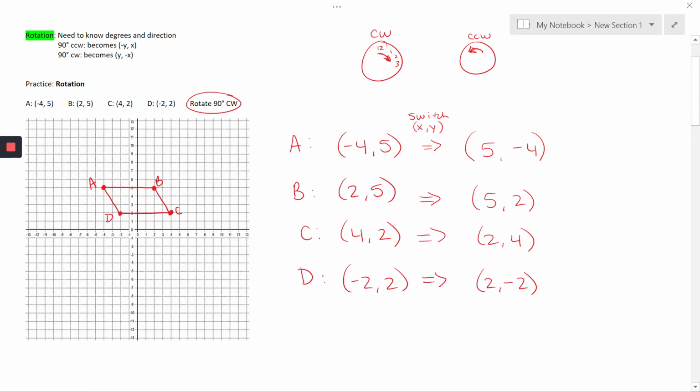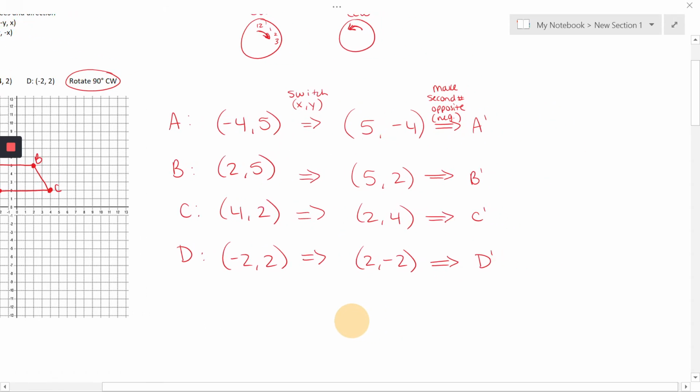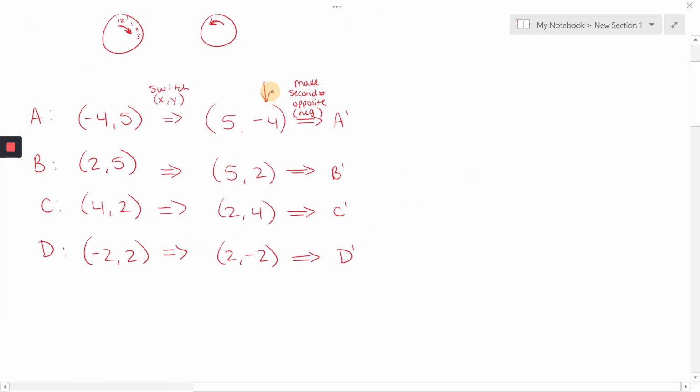Now, for each of my primes, because now it's going to actually give me my new point that I'm going to graph, I'm going to make that second number negative or opposite, however you want to look at that. So for A, my second number was negative 4. So now it's going to be positive 4.